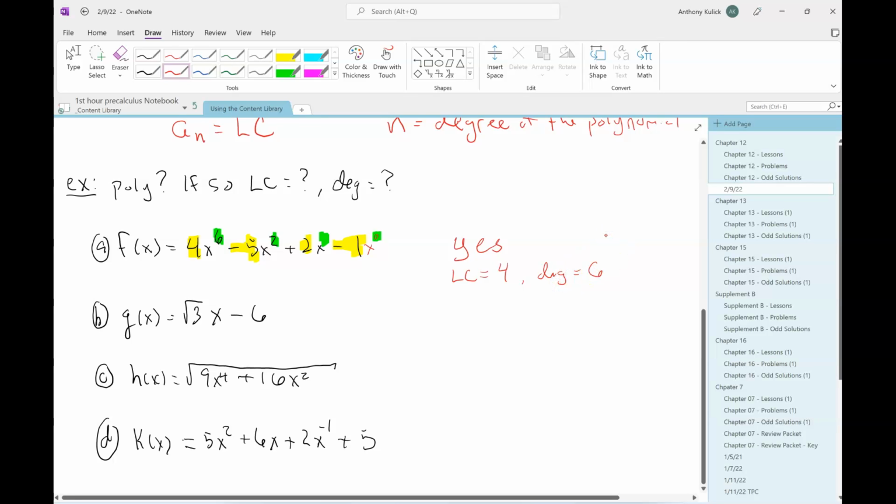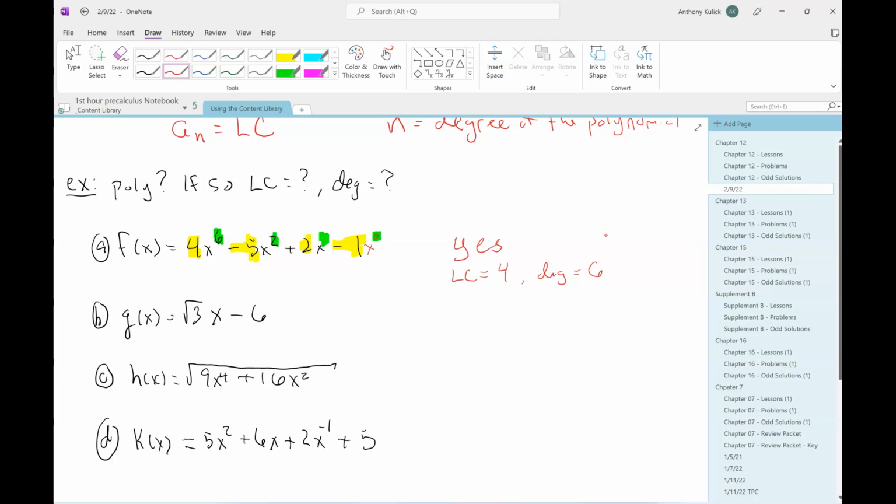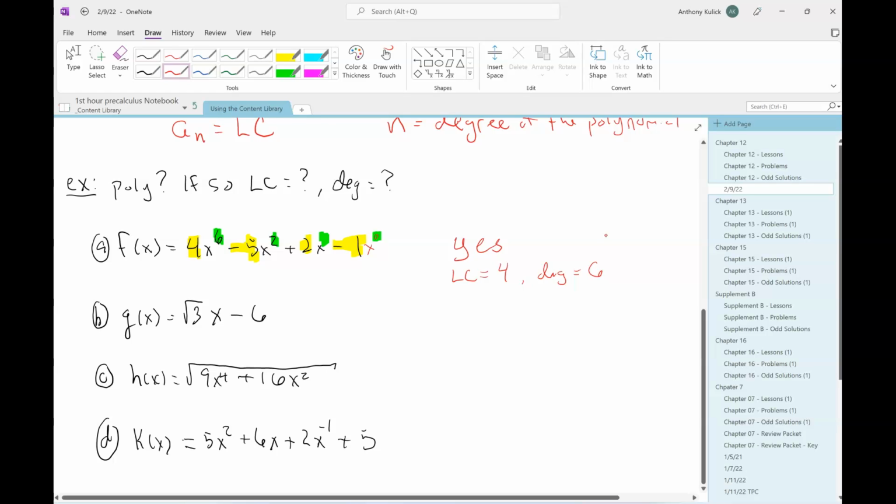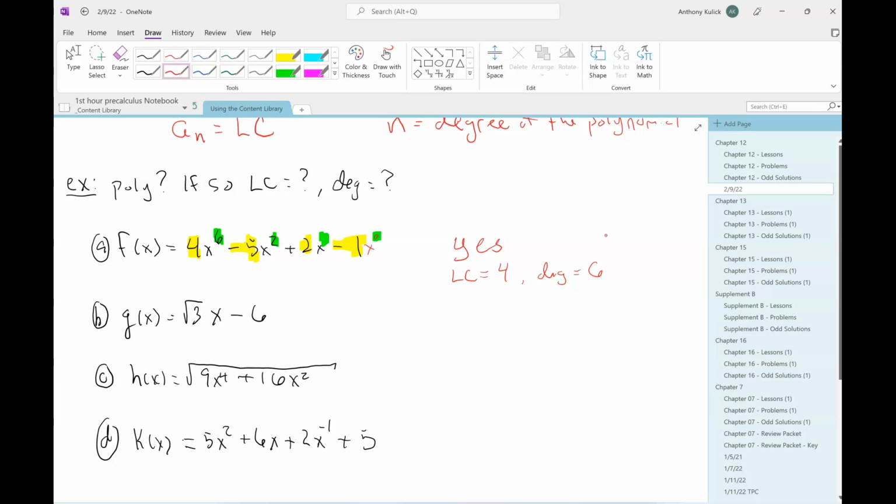So again, the leading coefficient is the coefficient on the biggest exponent variable. In this case, x to the 6th is my biggest exponent. So the degree is 6, the biggest exponent, and the leading coefficient is the coefficient on the term with the biggest exponent. Okay. So far, so good.